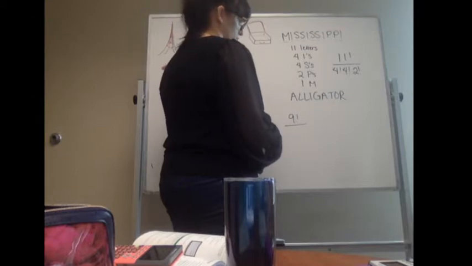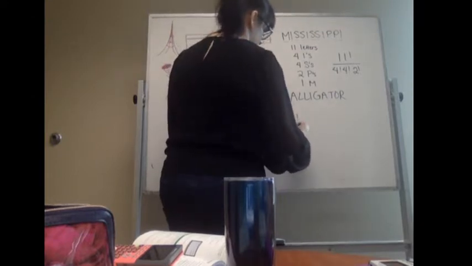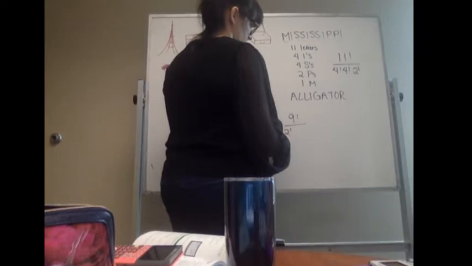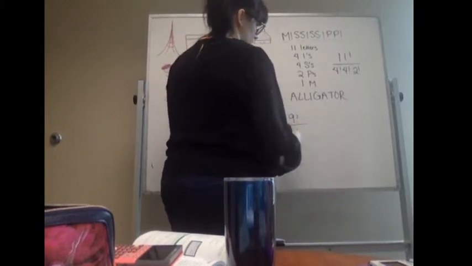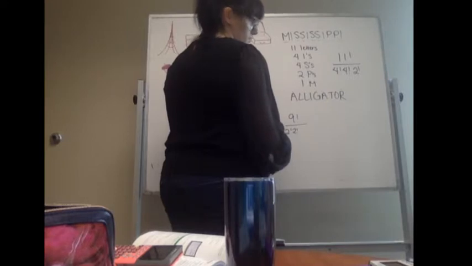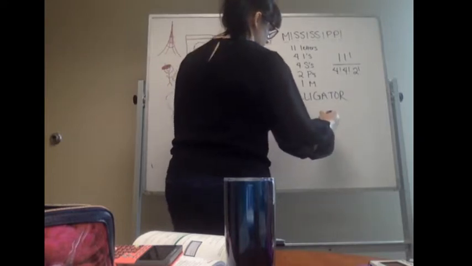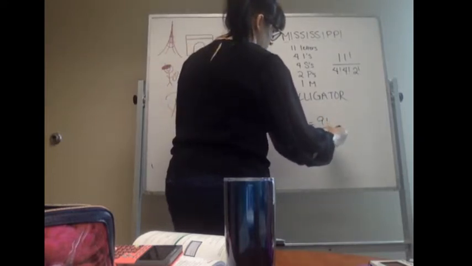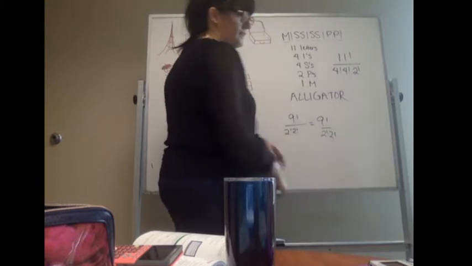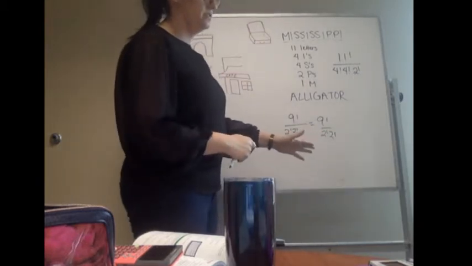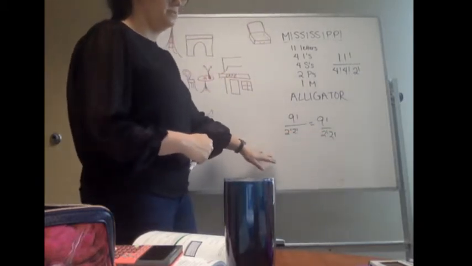So A would be 2 factorial, and then L would be 2 factorial, I would be 1 factorial, G 1 factorial, T 1 factorial, R 1 factorial. So there you go. It's just 9 factorial over 2 factorial times 2 factorial. And then you just plug that into your calculator. Okay. Very good. Does that make sense? Yes.